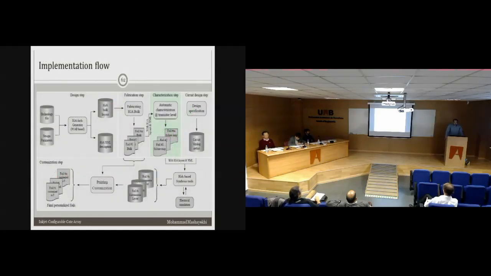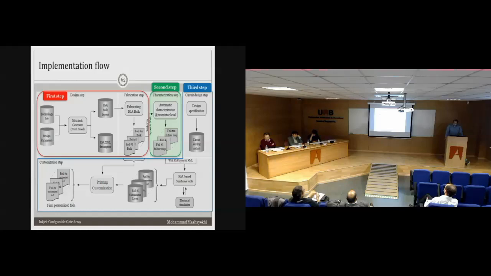This is the implementation flow. In the first step, we use the cell-based IGA architecture generator to generate the layouts of the IGA bulk. We also report an XML description file with information about the transistor dimensions, location, and so on. We fabricate that layout, and we have different foils.